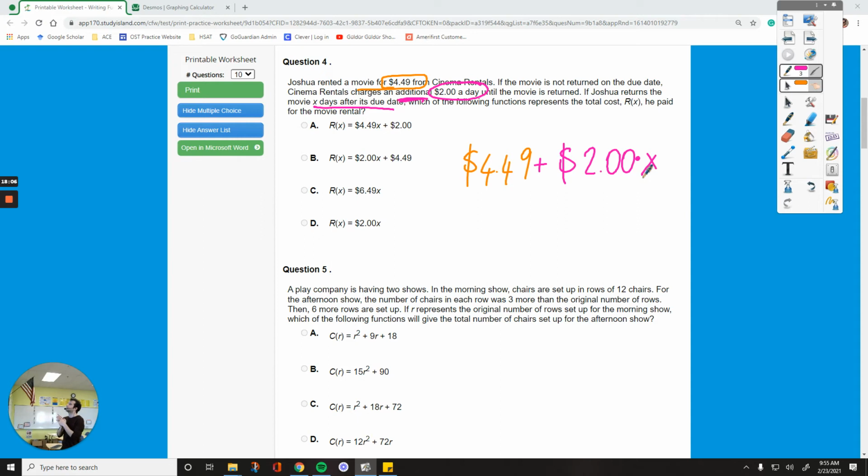Probably that's what the question is about. Which of the following functions represents the total cost he paid for the movie rental? So he paid this much. We don't know how many days he was late, but once we figure that out, we can plug it in for X and then figure out the final answer. But so far, this is going to be the answer. Let's see, this right here. Moving on to number 5.